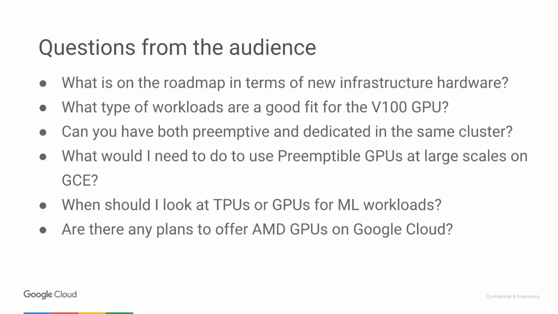Let's look at the next question. What would I need to do to use preemptible GPUs at large scale on GCE? So with GCE, the demo I just showed you is one way, right? With a managed instance group, you create a template, and you scale up the instance group to the size you want. In order to get to that, there are a couple of things you have to do first. You have to have an account, and then you need what's called quota, right? Quota is a way to make sure that the customers that are using capacity are the right customers to use it.